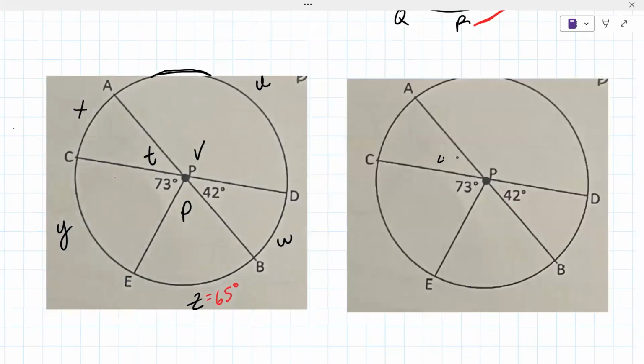So this is 42, which makes this 42. And you said this was 65 degrees. What about P? You haven't told me that one yet. Then P would be... Well, how did you find Z? Because you can't find Z without knowing P. Well, for P I got 138. That's correct.